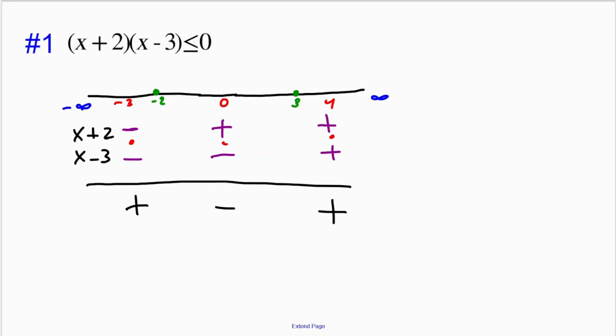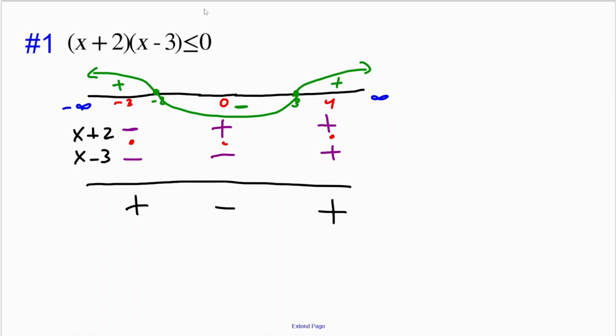So now we literally just draw our snake. Okay, so positive means we're up. Negative means we're down. Positive means we're up. Okay, so this is our snake. This is it. This is the snake, right?